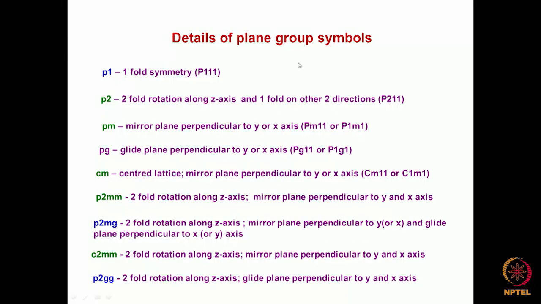And in these view graphs, what I have done is shown all the types of symmetry elements. If we mention P1, this is the planar space group, which means that there is only onefold symmetry associated with it. All the symmetry elements associated with this P1 are given here, P111, and P2 gives a twofold rotation along the Z axis, and onefold on the other 2 directions. Similarly, for P2mm, there is a twofold rotation along the Z axis and a mirror plane perpendicular to Y and X axis.